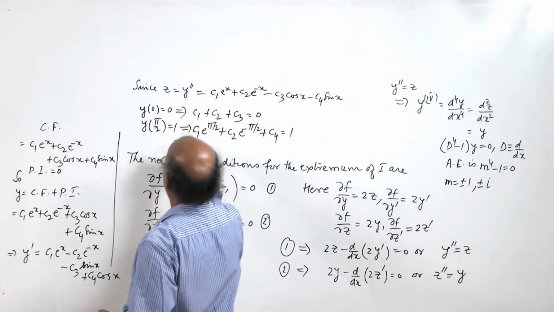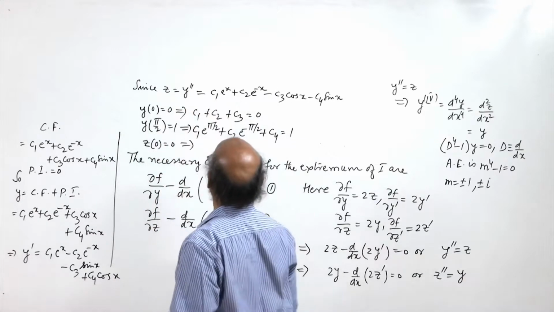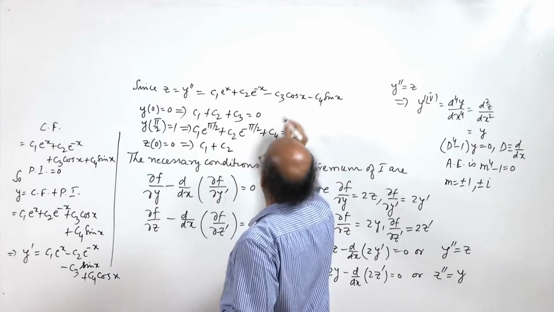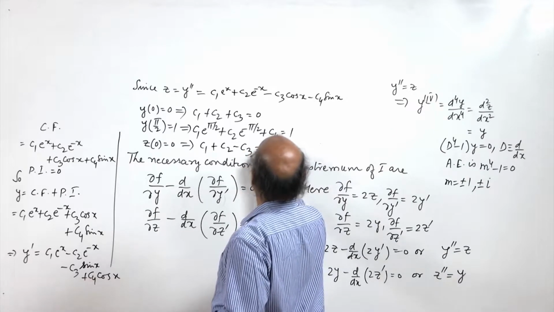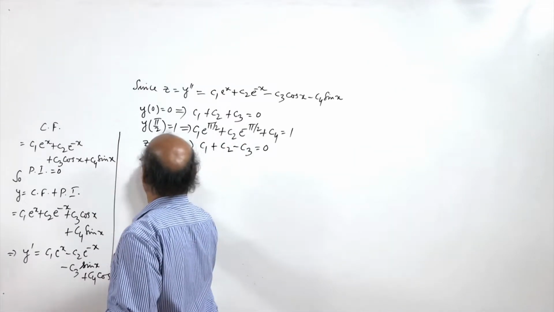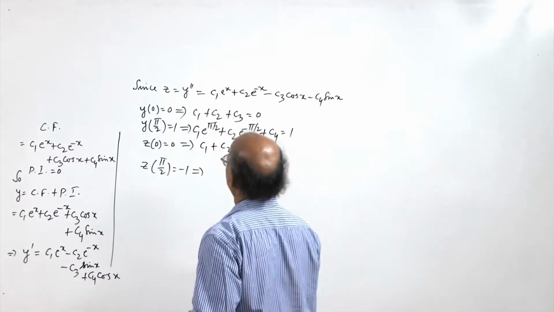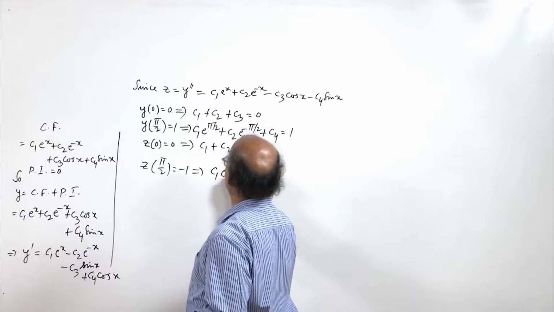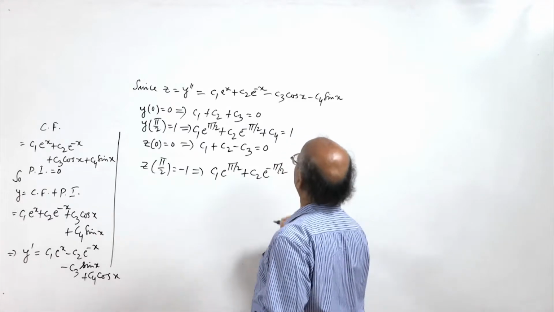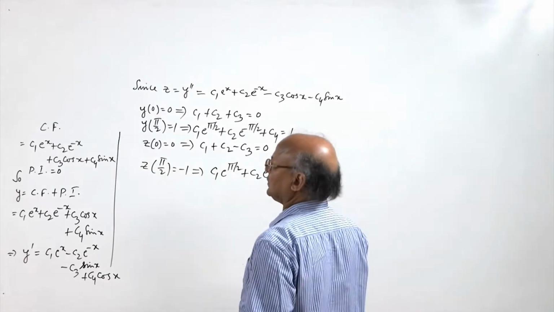Now we have z0 equal to 0, so replace here x equal to 0, so we get c1 plus c2 and then minus c3 equal to 0, and the fourth condition is z pi by 2 is minus 1, so let us put pi by 2 for x, so c1 e to the power pi by 2 plus c2 e to the power minus pi by 2, and then we get cos pi by 2 is 0, so minus c4 is equal to minus 1.